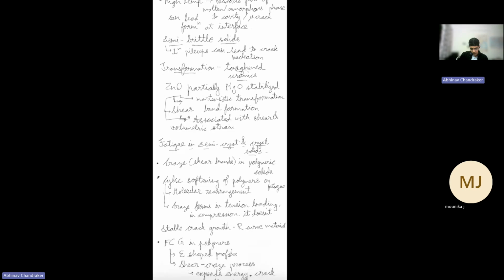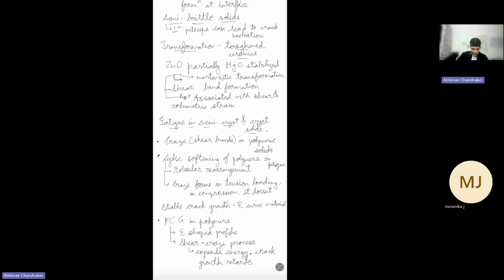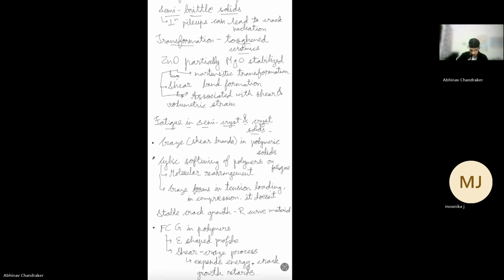And this can lead to stable crack propagation, because as the crack propagates, phase transformation will keep on occurring at the tip, which will tend to blunt the tip. So propagation will be slower and more stable. This is also seen as shear band formation in the microstructure due to the shear and volumetric strains which are involved in the phase transformation.